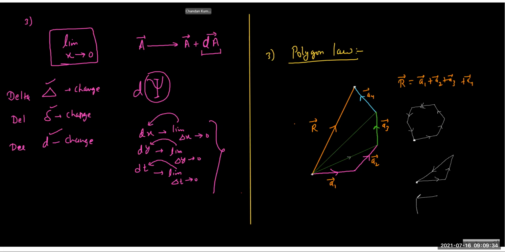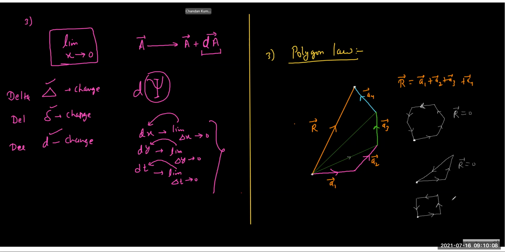If the arrows are all in the same order, these represent a closed shape, and this means the beginning and end are the same, and therefore you cannot draw the resultant, or you may imagine that R will shrink to zero. So all these closed polygons in which the arrows are in the same order represent zero resultant. That's a really nice concept.